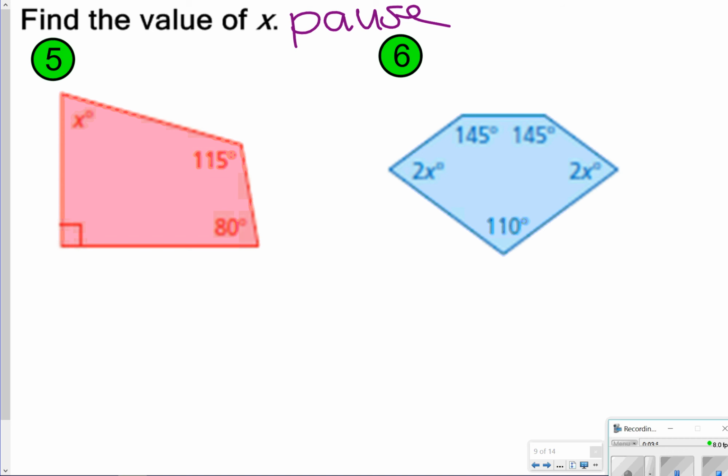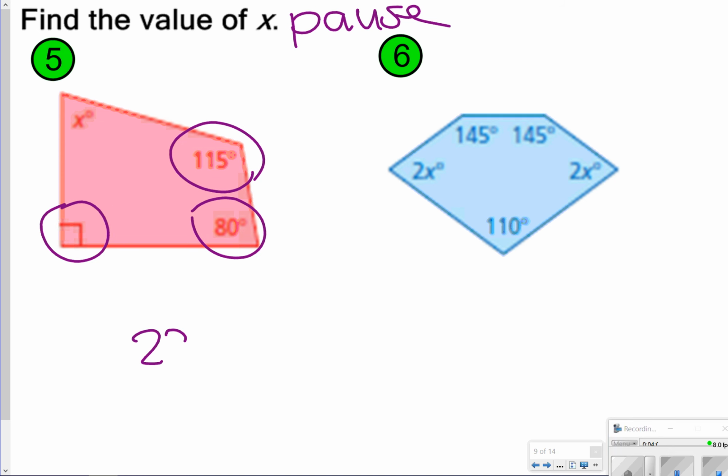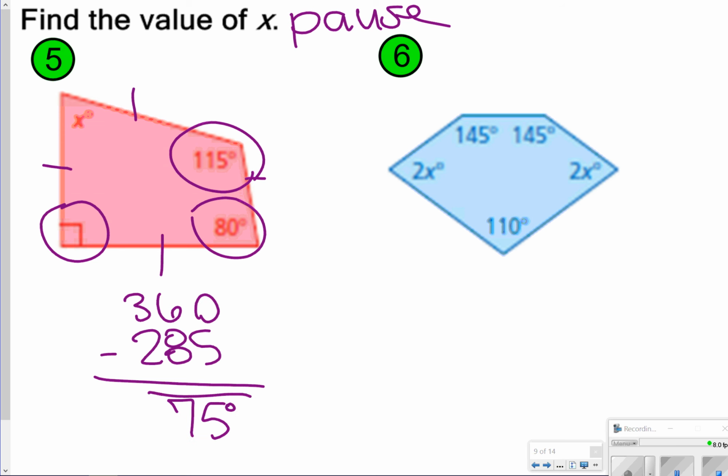Okay, so for the first one I did 90 plus 80 plus 115, and I got 285. I know this is a 1, 2, 3, 4-sided figure, so that's what we've learned before. They're 360 degrees. So for number 5, I'm subtracting 285 from 360 to get 75 degrees.